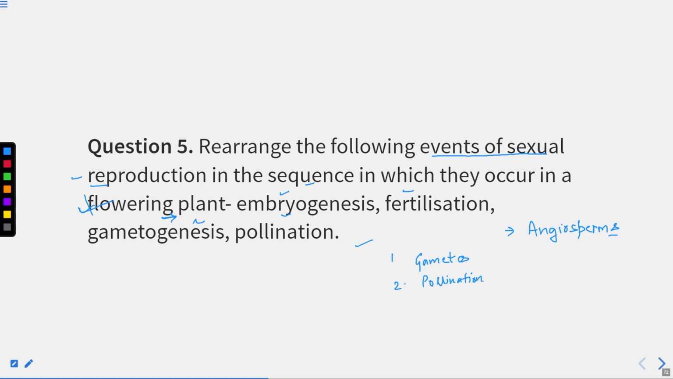And what is pollination? Pollination is the transfer of pollen grains, or you can write pollens simply, from the anther. Pollens are produced in the anthers, to the stigma of the same flower, or to a different flower, or from one plant to another plant. So after this transfer of pollen grains, what will happen? Fertilization.